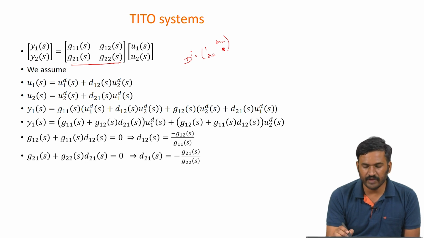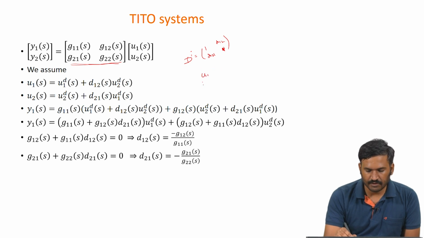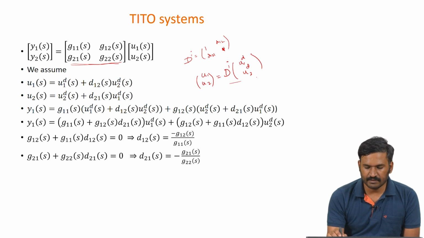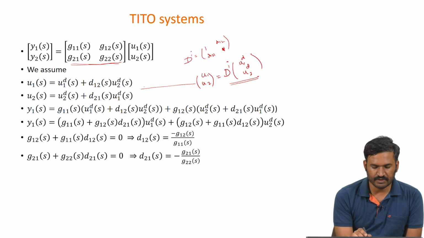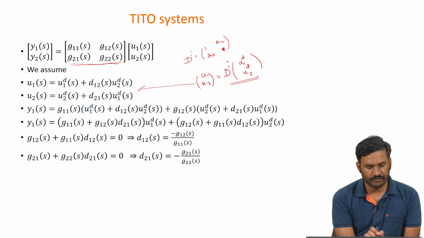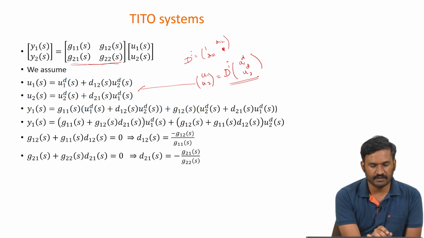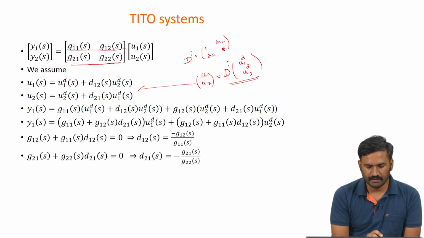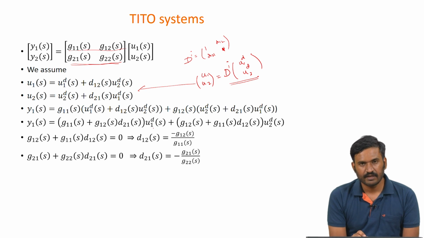So, how we decouple u1 and u2 is like this. u1, u2 equals Di times u1d and u2d. If we were to expand this equation, we will get these two sets of equations. Now, you can see u1 of s is u1d of s plus d12 times u2d. Similarly, we have u2. This we can back substitute in these two equations and separate the terms based on the decoupled input variables u1d and u2d.